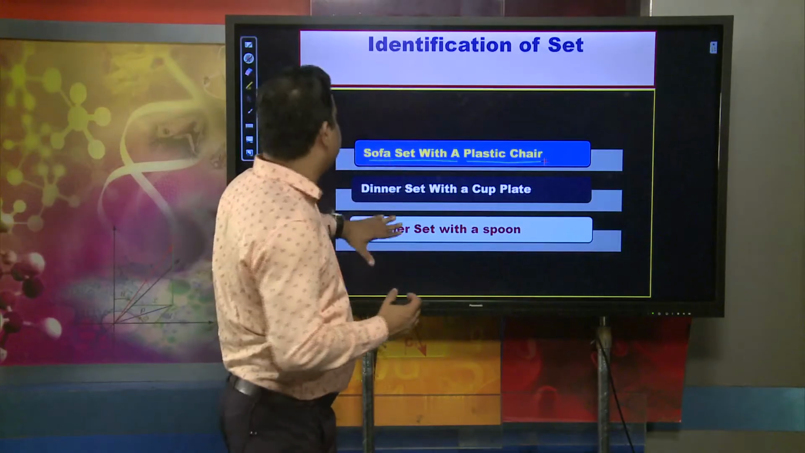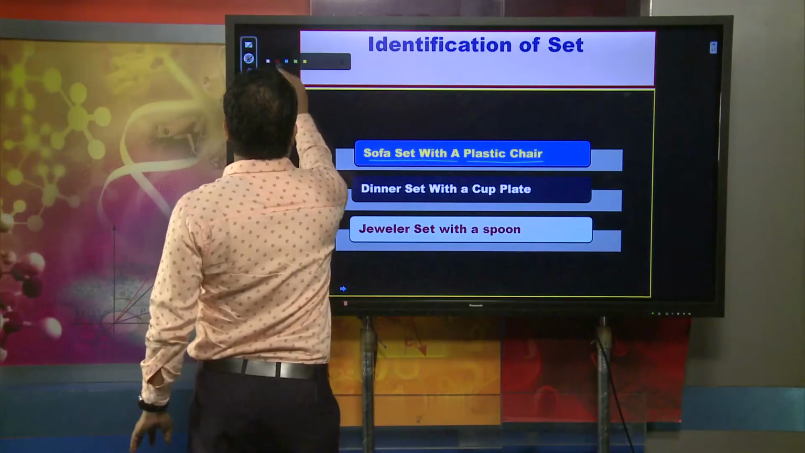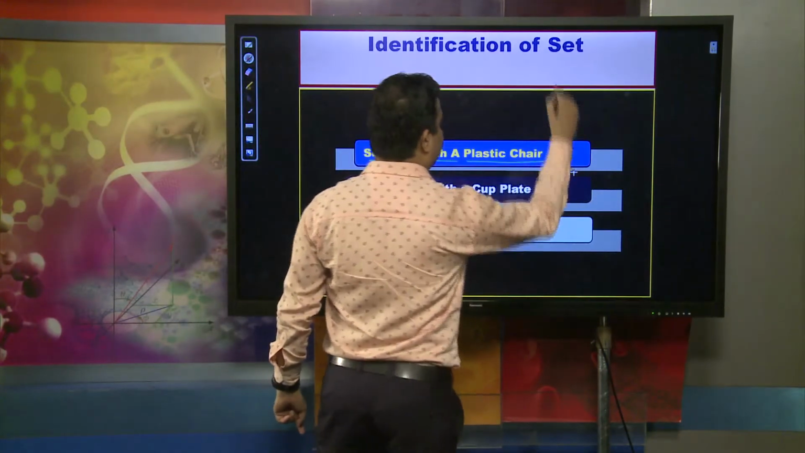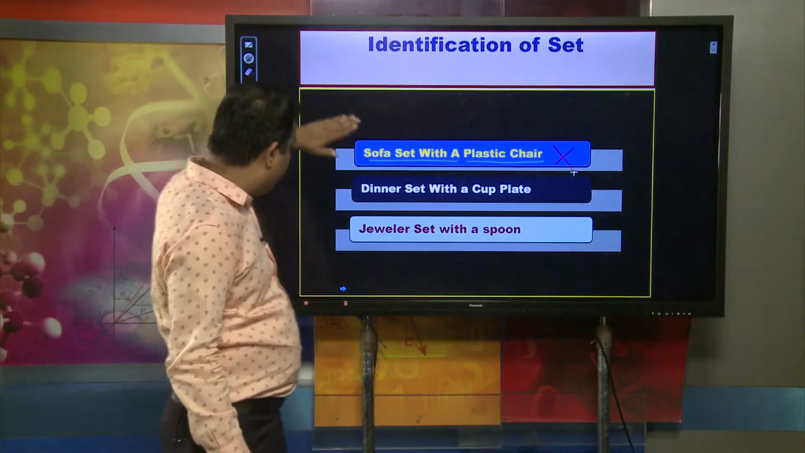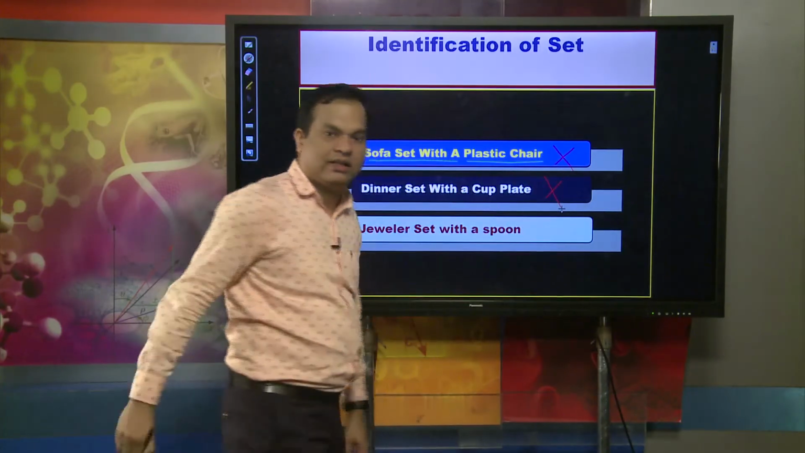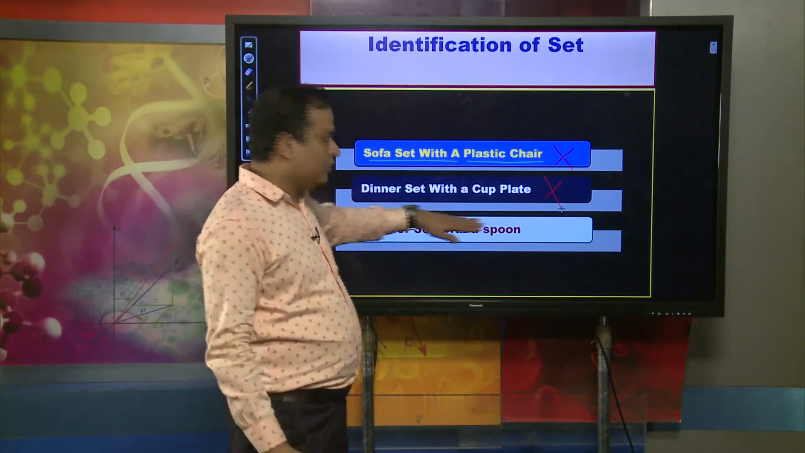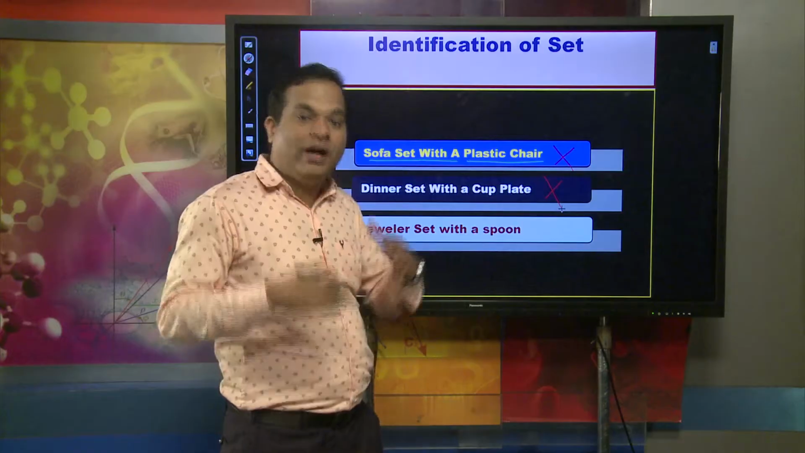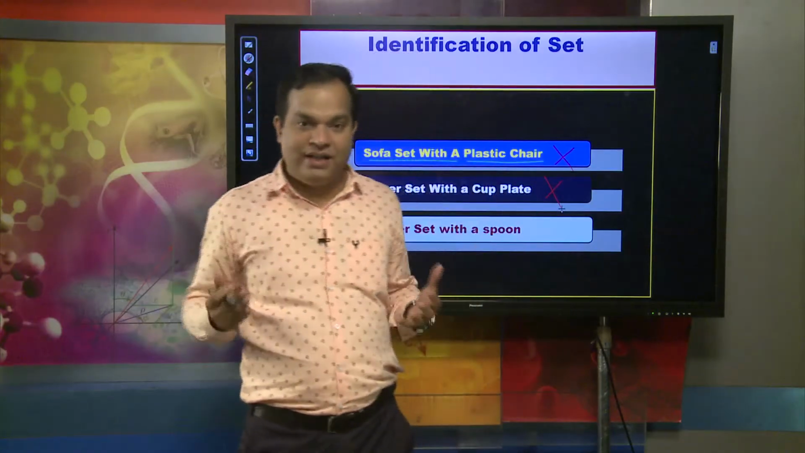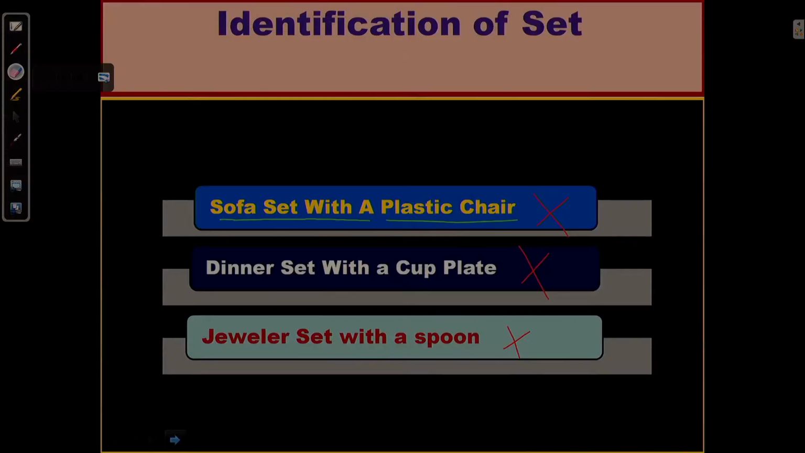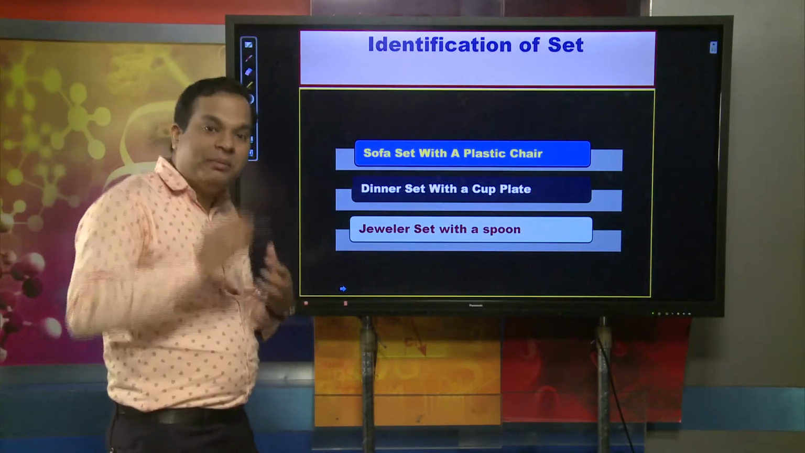So in all three cases, a sofa set with a plastic chair, a dinner set with a cup and plate, and a jewelry set with a spoon, it should not form a set. So what exactly is a set? What exactly does set mean, and how do we define a set in mathematical language? That is a very important thing. We have to understand exactly the meaning of set from a mathematical perspective.